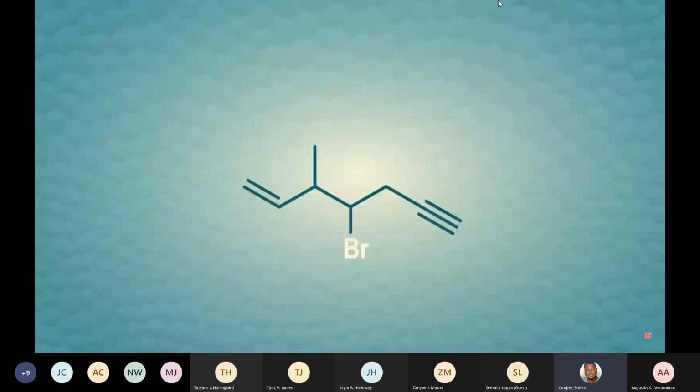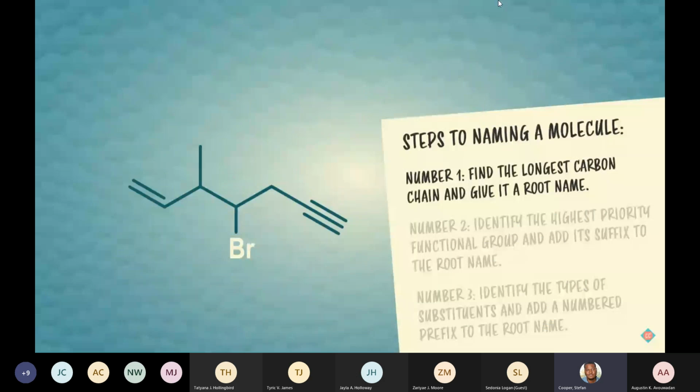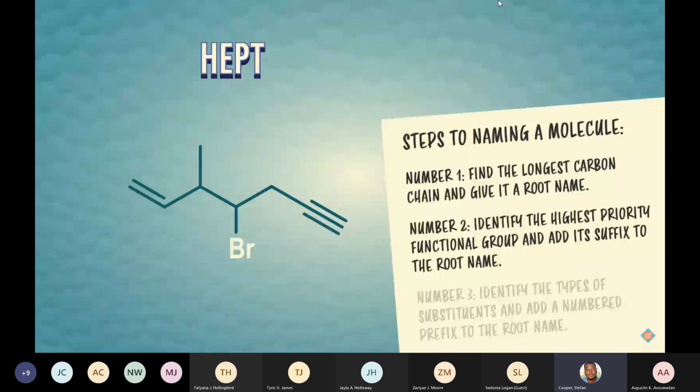We have our trusty steps. Number 1, find the longest carbon chain and give it a root name. In this case, we see there's a 7-carbon chain here, so the root is hept. Number 2, identify the highest priority functional group and add its suffix to the root name. Alkenes and alkynes have equal priority when it comes to numbering, but when an alkene and alkyne tie for the lowest number, the alkene wins.